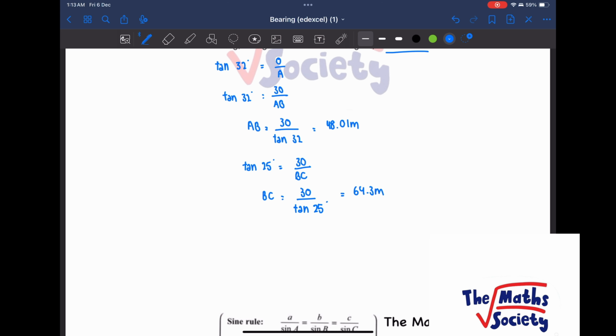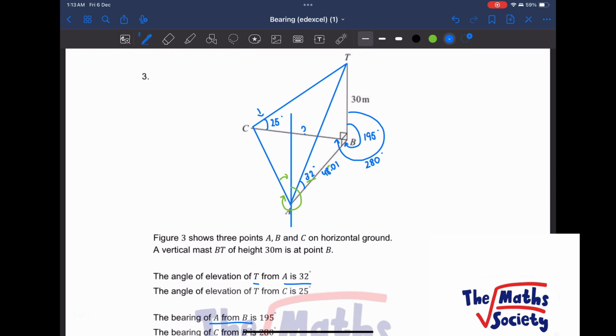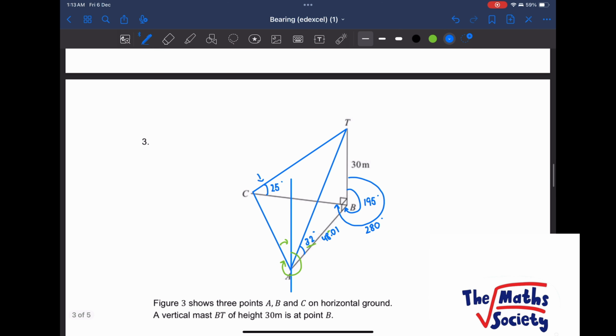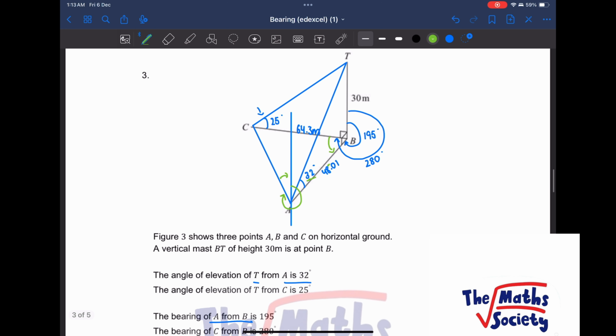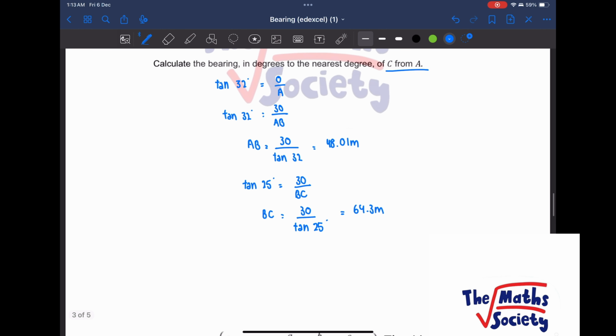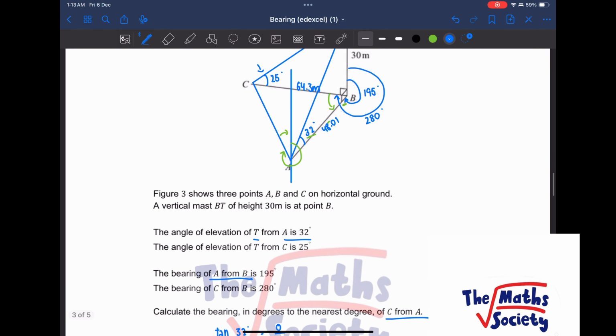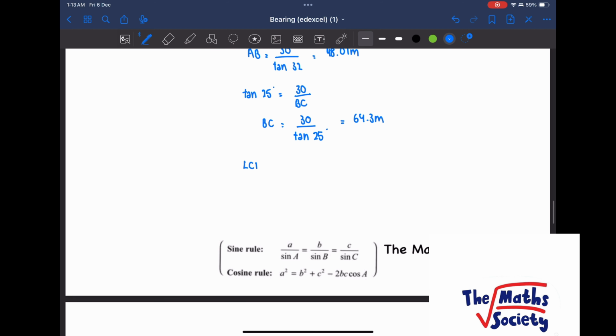So now we know that this whole line is, was it 64.3? So this is 64.3 meters. So for now, we can find this angle first, which is angle CBA, because we can subtract 280 minus 195 to get that angle. So we see that they overlap. So angle CBA, 280 degrees minus 195, which will give you an answer of 85 degrees.